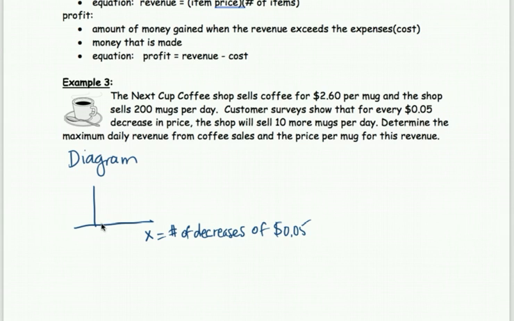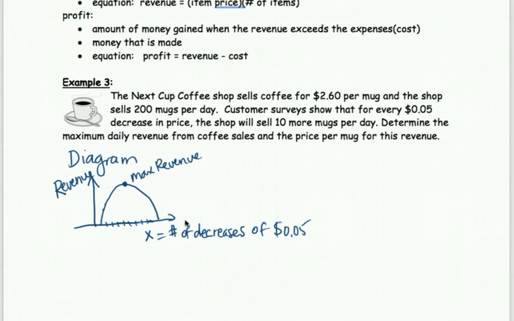Okay, so in general, we're looking at parabolic functions here. So here's your revenue. This is the scenario. If you start at a certain price and you start decreasing it, you're going to make more and more money because more and more people are going to come in and buy your coffee. So at some point you're going to make tons of money. There's going to be a max here, max revenue.